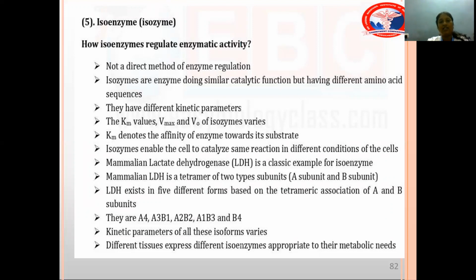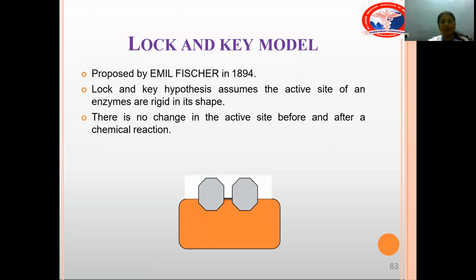Mammalian lactate dehydrogenase is a classic example of an isoenzyme. It is a tetramer made up of two kinds of subunits, A subunit and B subunit. It exists in five different forms based on the permutation and combination of tetrameric association of A and B subunits: A4, A3B1, A2B2, A1B3, and B4. The kinetic parameters of all these isoforms vary, and different tissues express different isoenzymes depending upon their metabolic needs.